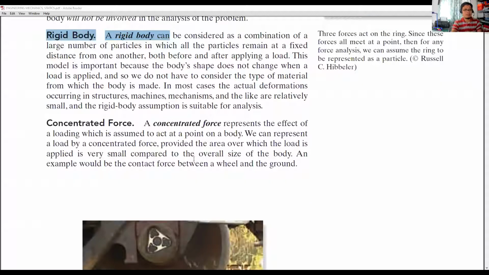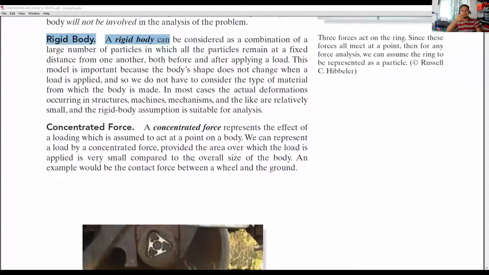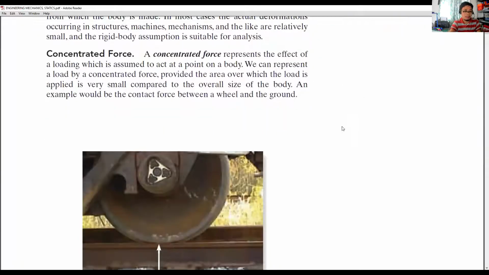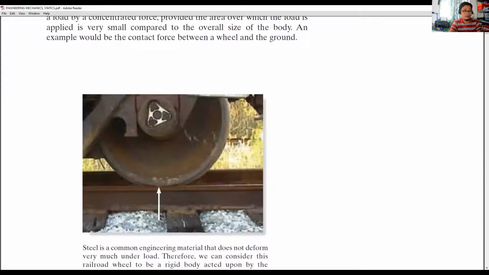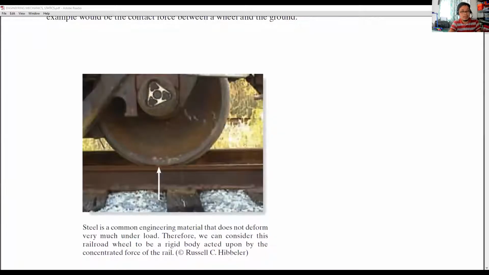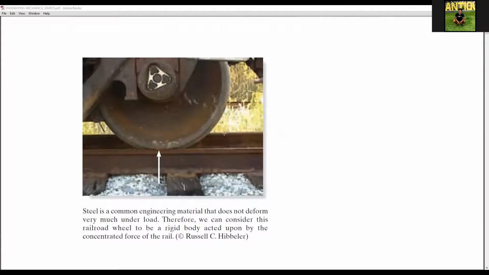And concentrated force. Most of our study here will be dealing with the vector quantity, a concentrated force. It's usually denoted by an arrow. So simply, just like this wheel, the wheel has a concentrated reaction force from the rail.